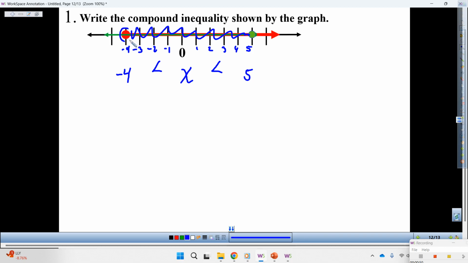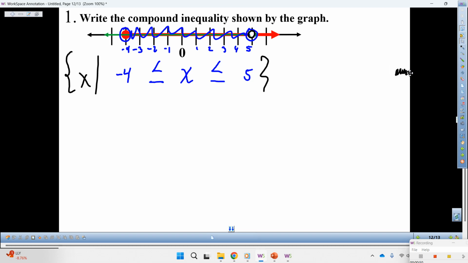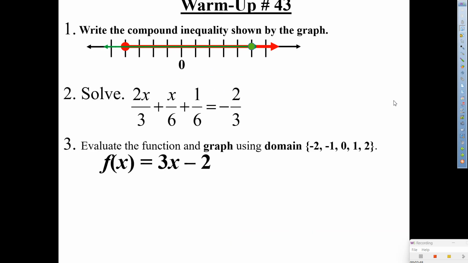Let's check the points. Is this a closed point? Yes. Is this a closed point? Yes. Now, how do you know, Mr. Q? Well, look up. If you just saw an outline of the point, we don't put the equal sign underneath. And if we write it as a solution set, x such that, and close the solution set. All right, let's go to number 2.